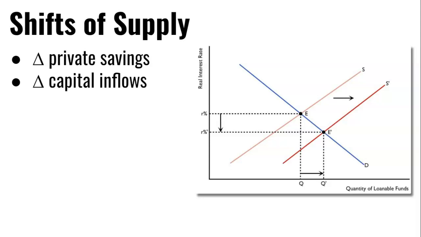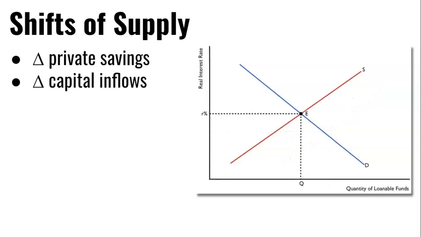If people save less, or if money is flowing out of our country and into other countries' banking systems, we have what's called capital outflows, then we would see the supply of loanable funds shrinking, and that's going to cause the interest rate to rise.